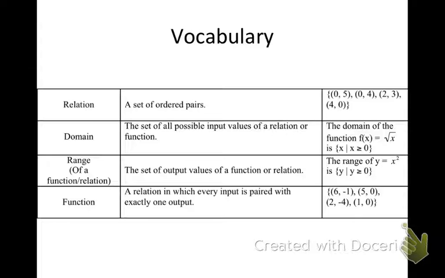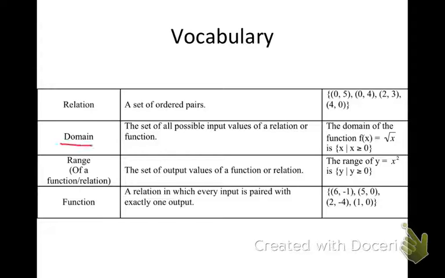A relation is a set of ordered pairs. So a relation is any set of ordered pairs. Notice an example there: (0, 5), (0, 4), (2, 3), (4, 0). A relation is any set of ordered pairs: (1, 1), (2, 2), (3, 3), (4, 4), (5, 5). Okay, that's a relation. It's a set of ordered pairs. (1, 1), (1, 2), (1, 3), (1, 4), (1, 5). That's a set of ordered pairs. That's a relation. Okay, so a relation is any set of ordered pairs.